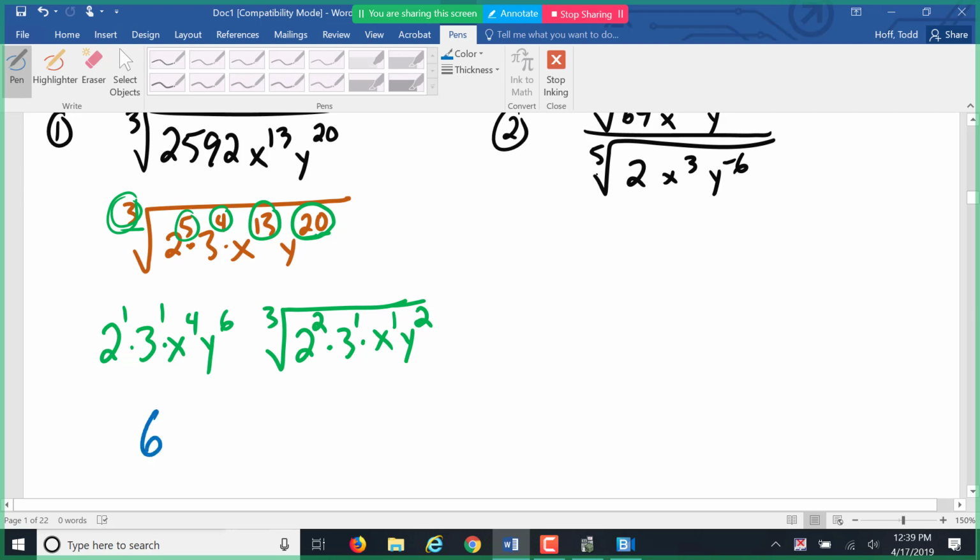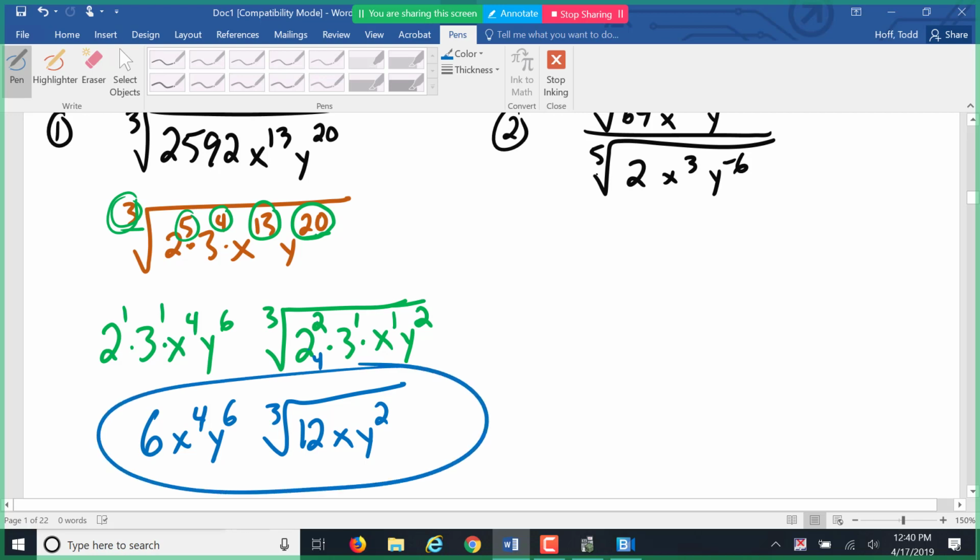Good. So what we have here, 2 to the 1st times 3 to the 1st, well, that's just 2 times 3, which is 6. X to the 4th, y to the 6th, times the cubed root. Inside I've got 2 squared, which is 4, times 3 is 12. X to the 1st is just x, and y squared. So that is 6x to the 4th, y to the 6th, times the cubed root of 12xy squared. Any questions on that?